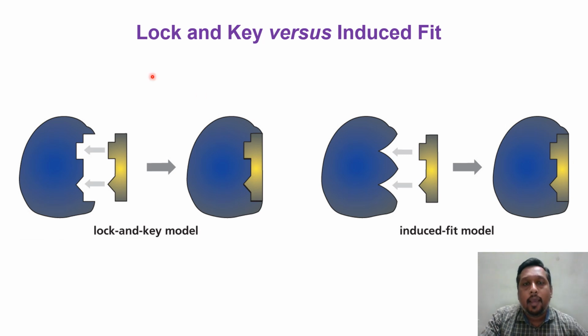So there are two types of models: lock and key versus induced fit. If you look at this, the enzyme is very specific and only suitable substrates can fit into the enzyme. That is called the lock and key model. In the other one, induced fit, the enzyme can change its shape at the active site according to the substrate, and it can fit to form an enzyme substrate complex. This is called the induced fit model. So there are two types of mechanism: one is lock and key, and the other is the induced fit model.